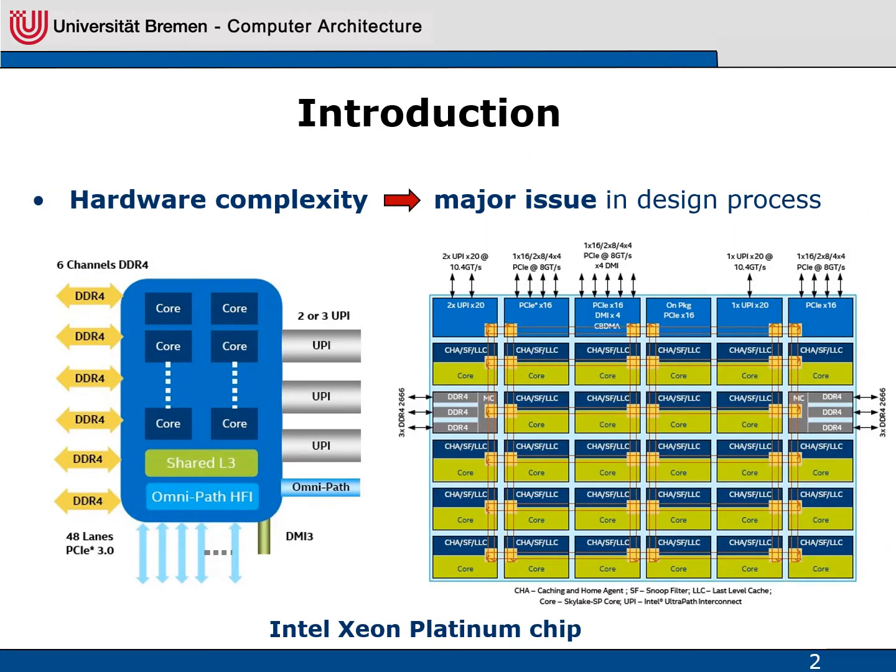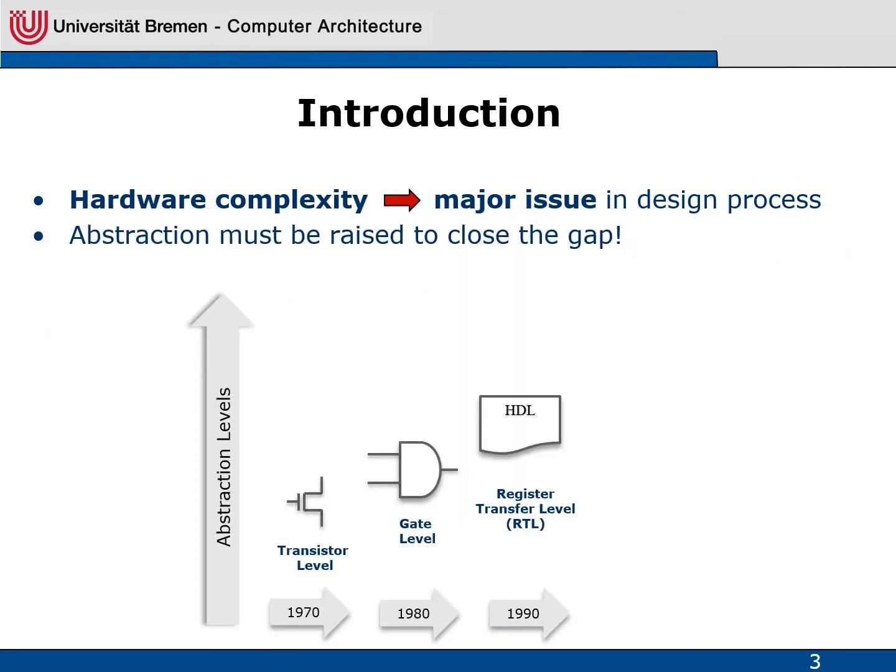Hardware complexity nowadays is a major issue. Modern electronic systems consist of many different functional blocks, such as multiple intellectual property cores, various on-chip interconnects, and memories. Currently, the Intel Xeon Platinum chips are manufactured as 8 multiprocessor systems on a single chip and reach up to 8 billion transistors.